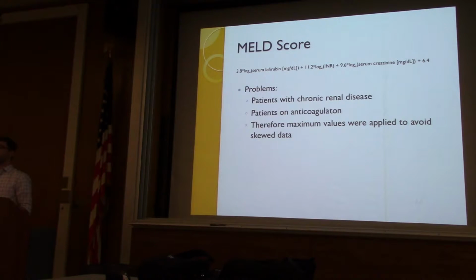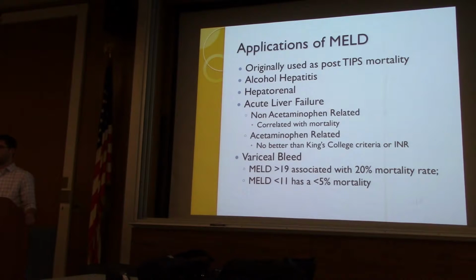You can only get a max creatinine of like 4, and INR I think of 2.8 or something like that. Don't quote me on that. But they apply these max values, and you would think that there is a bias to this. You would think that this wouldn't hold up, but it seems that despite all these additions they've made, it seems to hold up pretty well. But remember, this is just for TIPS procedures.